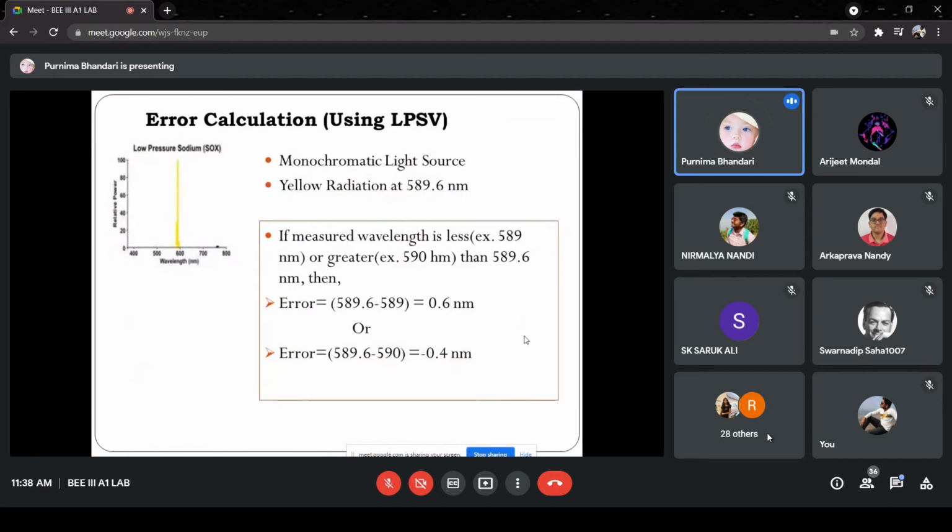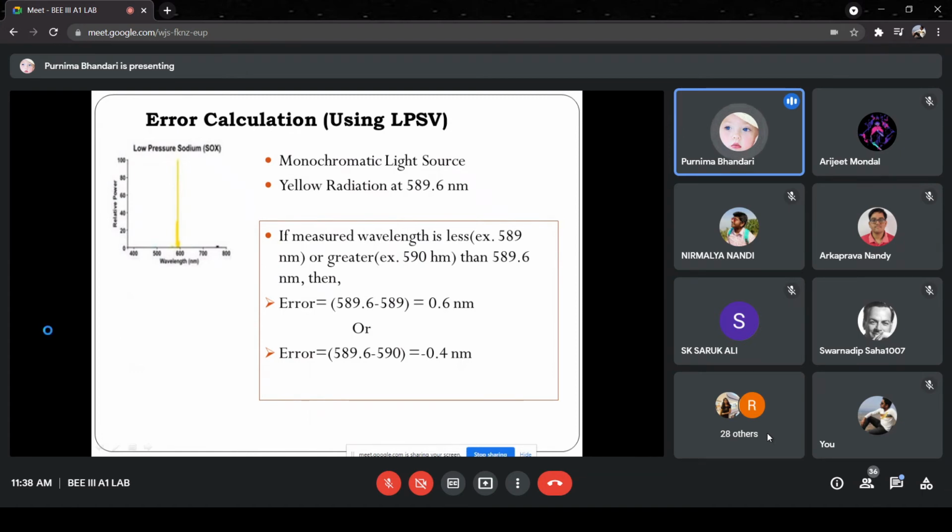So we have to calibrate, which means we have to calculate the error. I have already told you that the SOX lamp is monochromatic in nature. Its yellow radiation is 589.6 nanometer.